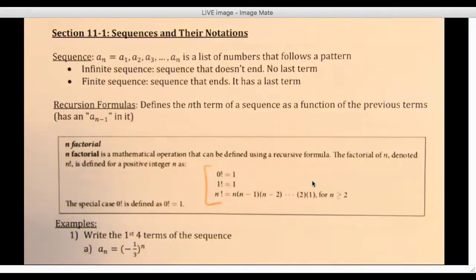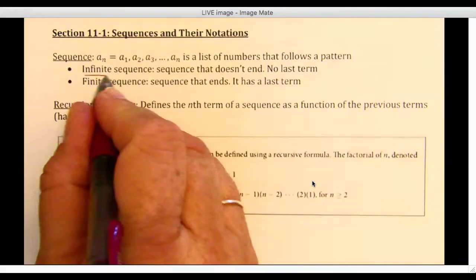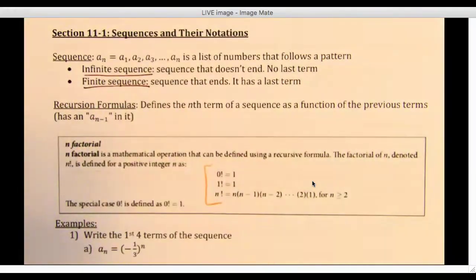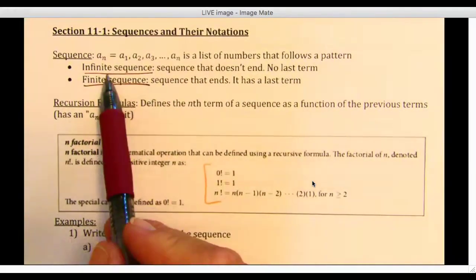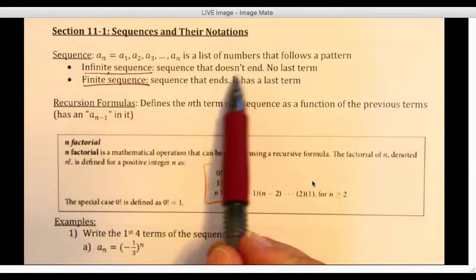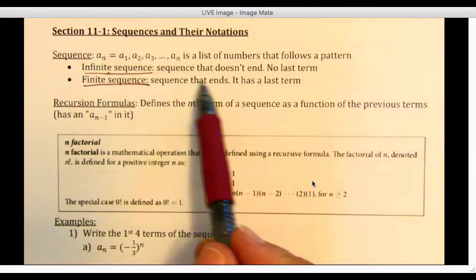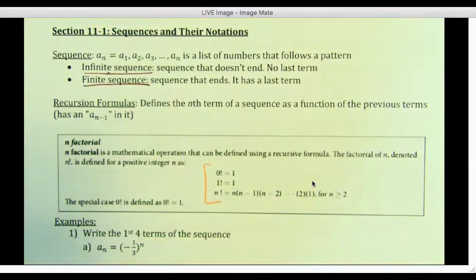There are two types of sequences, infinite sequences and finite sequences. An infinite sequence is one that doesn't end. It goes on forever. There's no last term. A finite sequence ends. It's a limited number of terms that we're looking at.